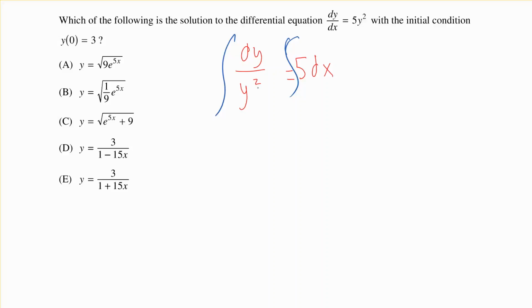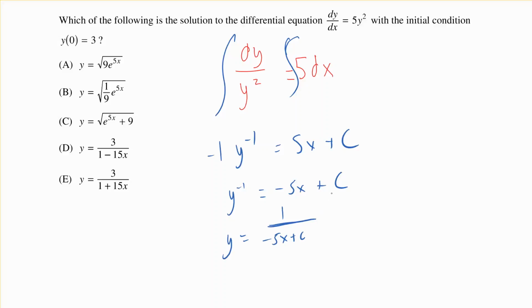Let's take a look. So y to the -2 becomes y to the -1 divided by -1, equals 5x plus c. Divide by the -1. Y to the -1 equals -5x plus c. Let's throw that initial condition in. Y of 0 is 3. So y is 3, so 1/3. You know what, let's clean it up first, maybe that'll be easier. Y equals 1 over -5x plus c.